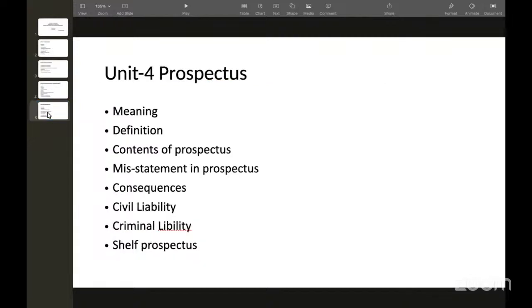Okay. So, fourth unit, we discussed about prospectus, meaning, then definition. Next, we had contents of prospectus, total 8 contents of prospectus, that is general information, capital structure, objectives of the issue, details of directors, promoters, and key personnel, financial information, risk factors, terms of the issue, last is declaration.